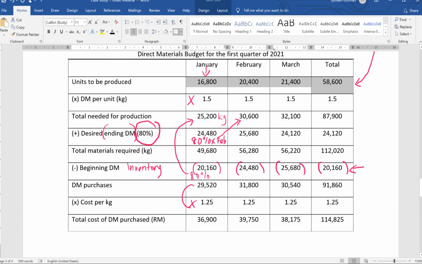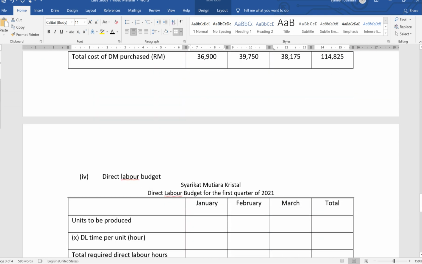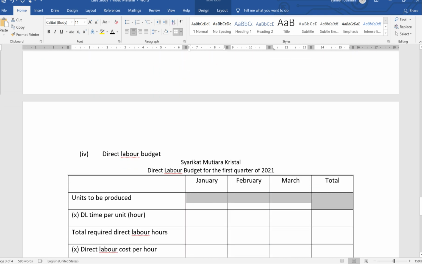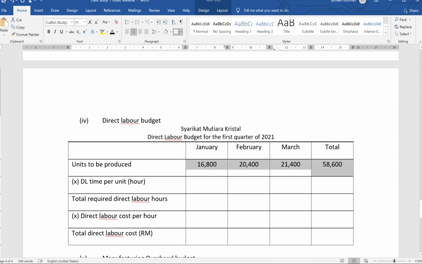So this one Madam will also copy paste, because it also needs units to be produced. So the units to be produced for January until March equals the value we got in the production budget earlier. Okay, so this is units to be produced. Each item needs 0.75 hours. So we multiply the units we want to produce by the labor hours, and you get the labor hour for the whole quarter.